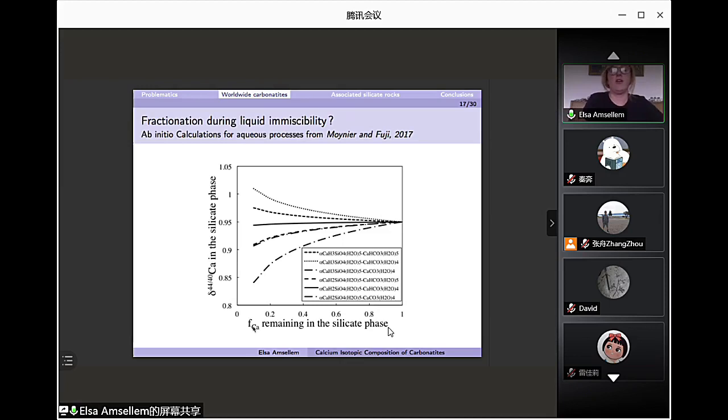And here we see the remaining calcium in the silicate phase, where there's less and less calcium in the silicate phase, and we see a fractionation depending on the different species. These are all the species I used for the calculation. Depending on the species, we see there's a fractionation. But if we look at the extent of the fractionation, we see it's very small. It's less than 0.1 per mil. So it would suggest that, even at first order, it's hard to induce a big fractionation through this process.